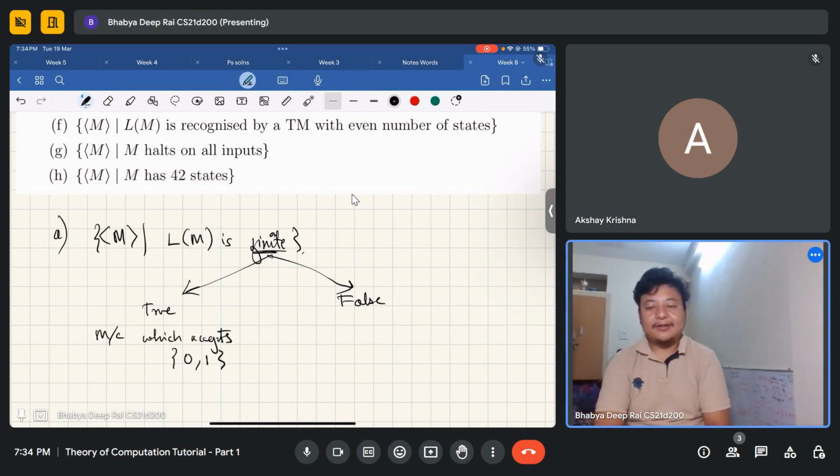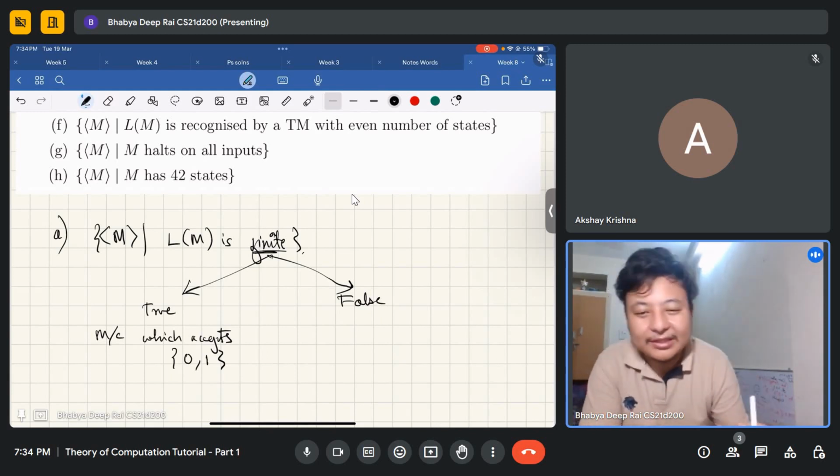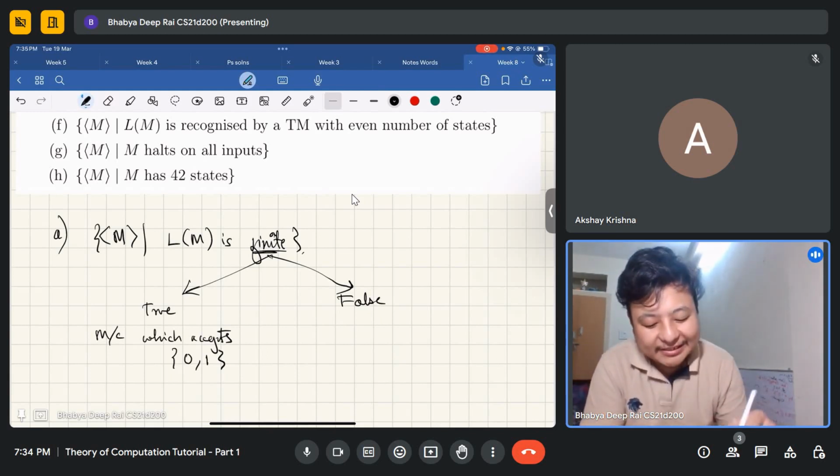This is finite. And I can always define a Turing machine that looks at the input. If it says 0, accept. If I look at the input and see a 1, then accept. Otherwise, always reject. Now, a false instance is a machine whose language is not finite.